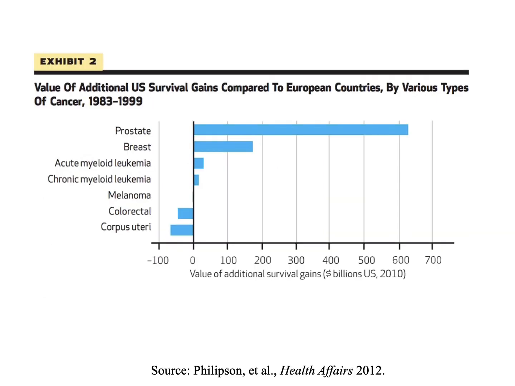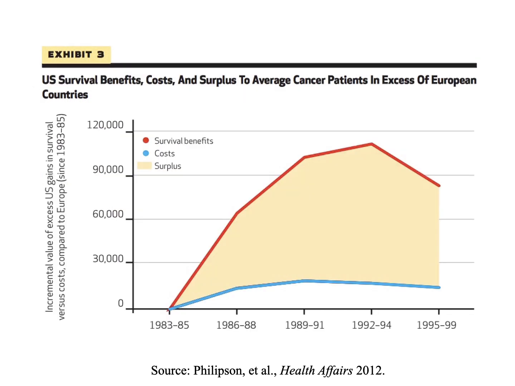This next slide shows the types of cancer. The United States is way ahead in prostate and breast cancer. However, we are a little behind on uterine cancer. We already saw that we appear to be getting something more for the extra we spend on cancer treatment. But is it enough to justify the extra cost? It appears to be, as this chart suggests.